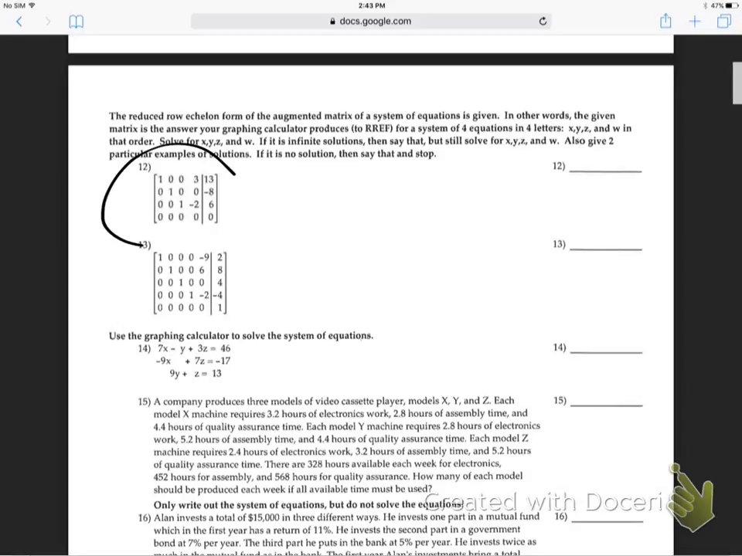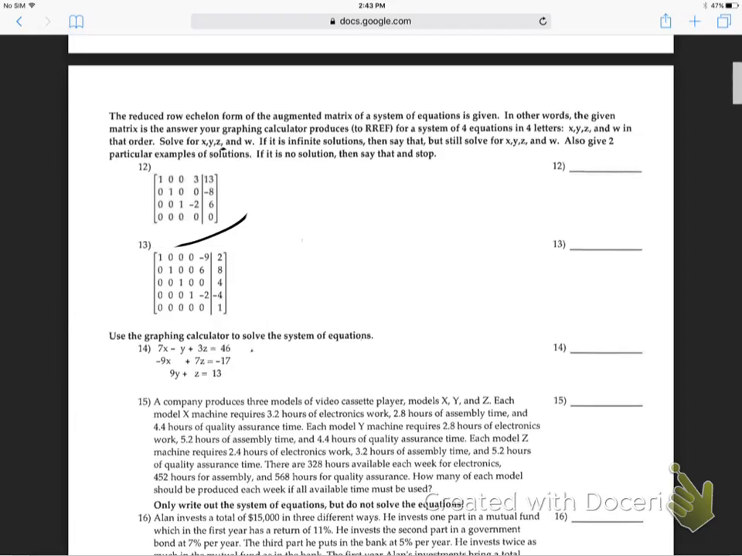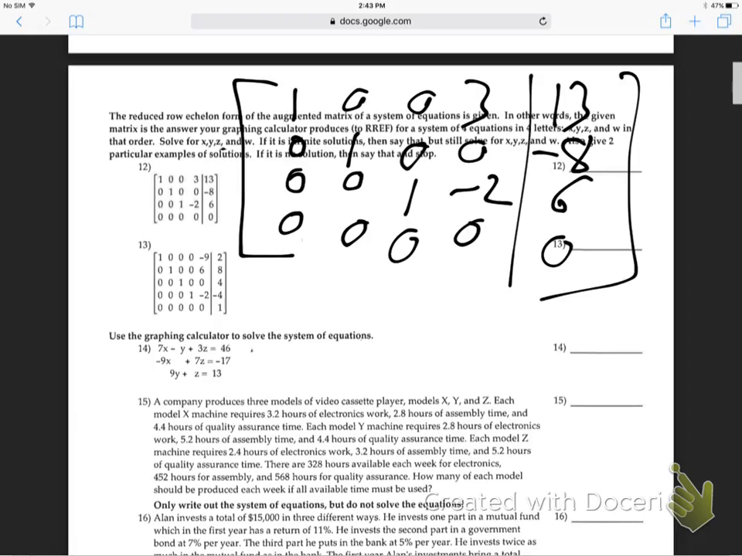So the infinite one right here, what you have to do is put back in the letters. The matrix is 1, 0, 0, 3, 13; 0, 1, 0, 0, negative 8; 0, 0, 1, negative 2, 6. You put x's down the first column, then y's, then z's, then w's.